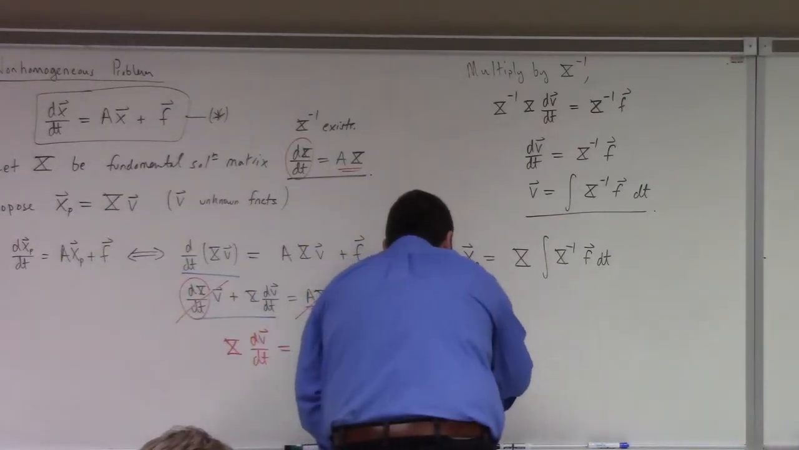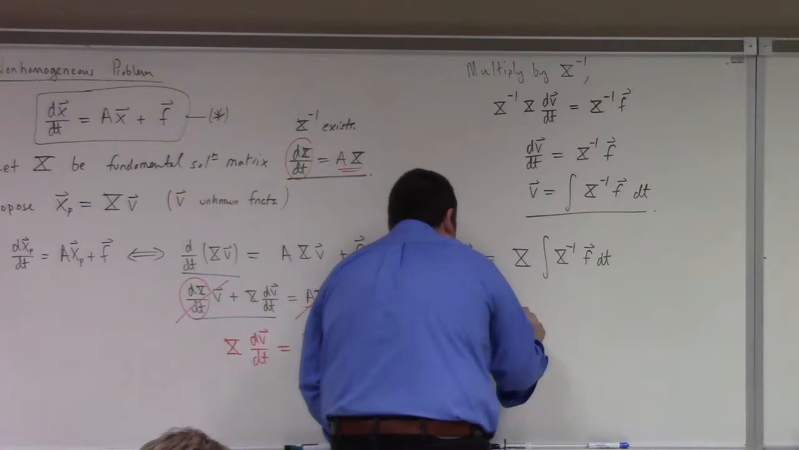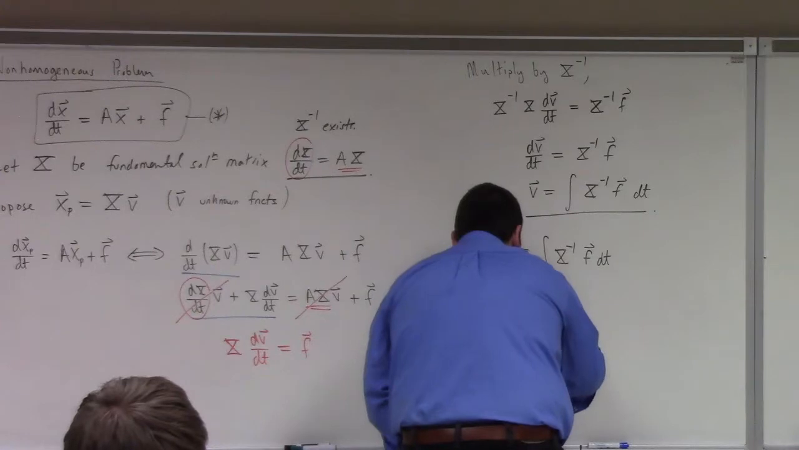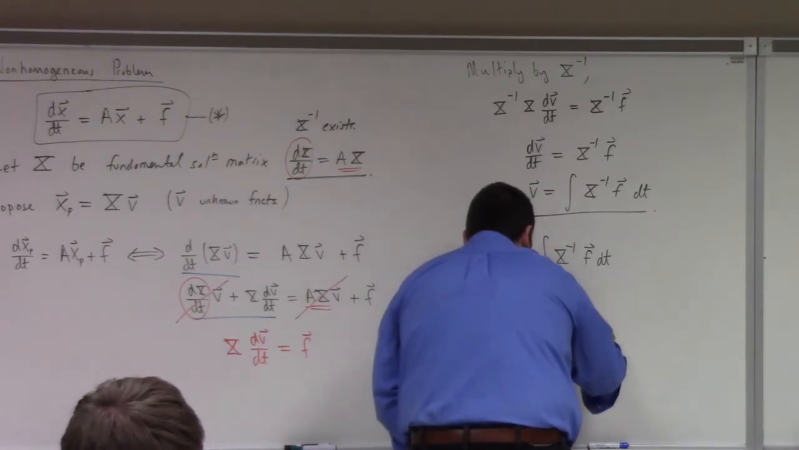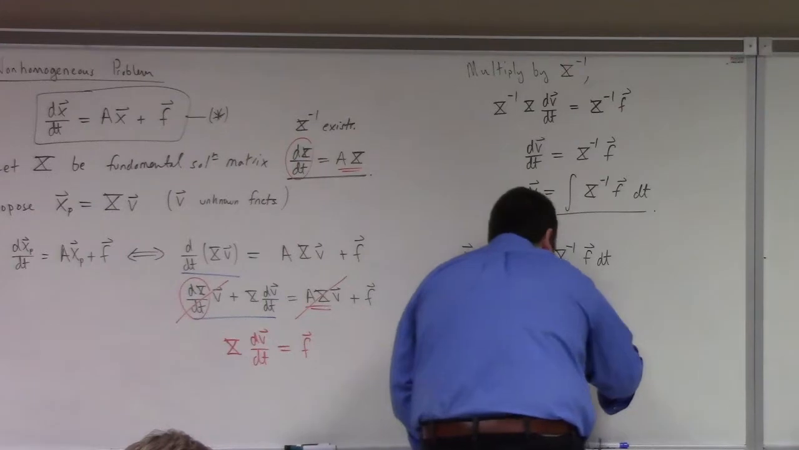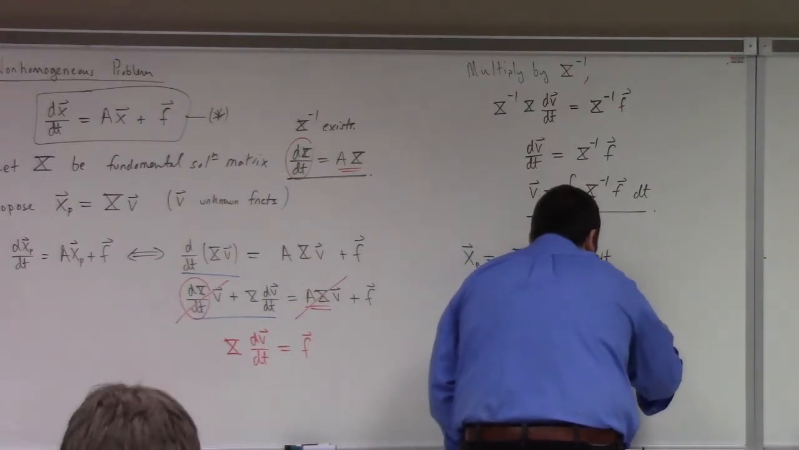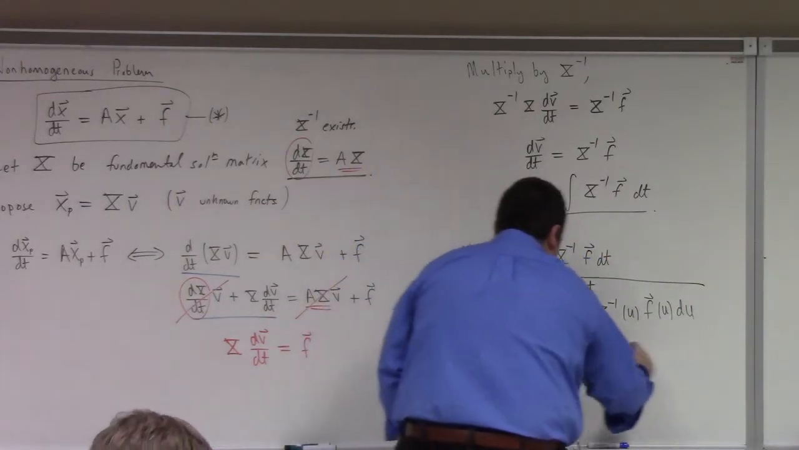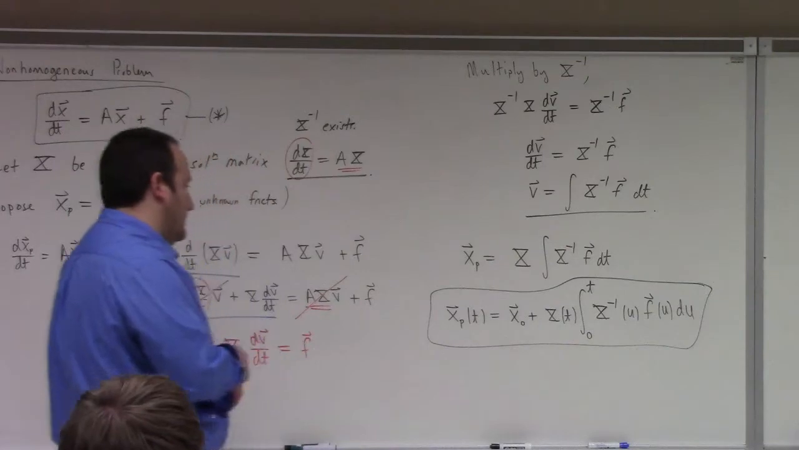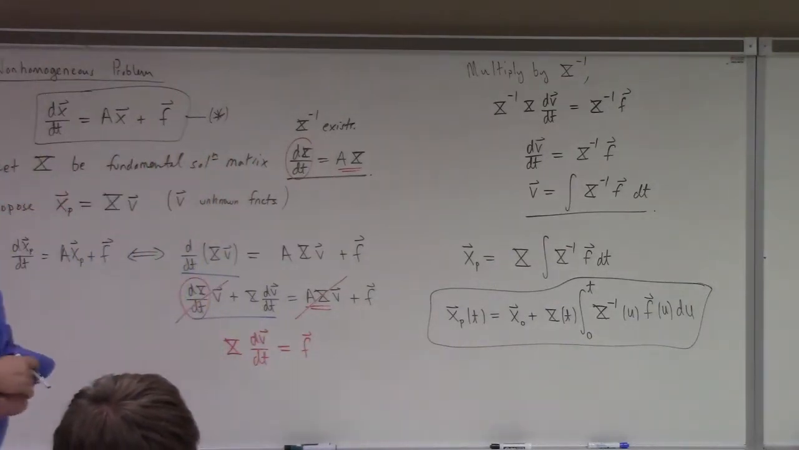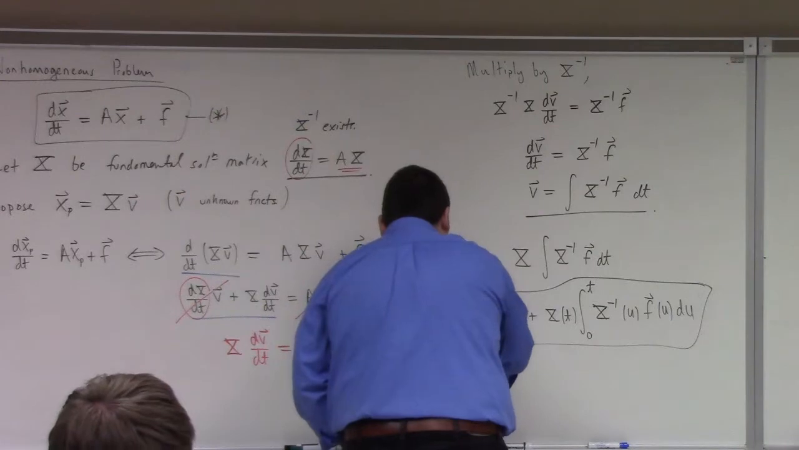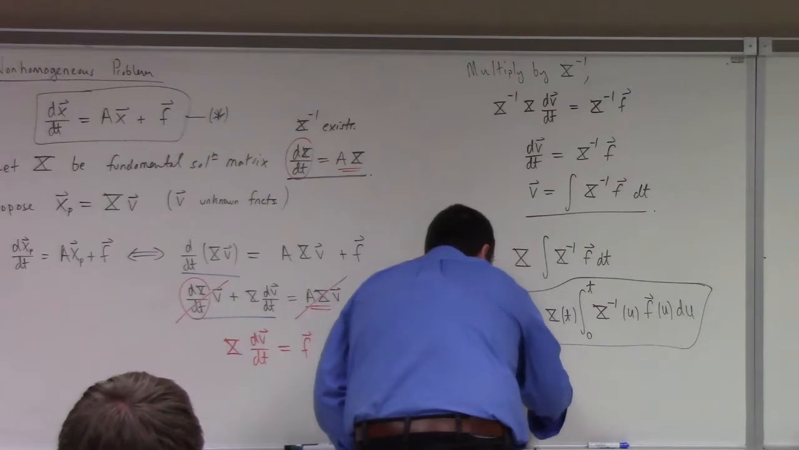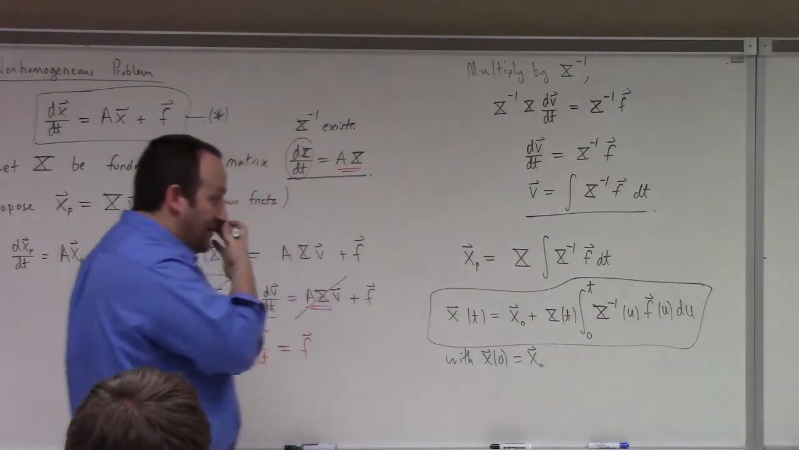I could say x_p of t is equal to your initial condition, x naught, plus X of t times the integral from 0 to t of X inverse of u, f vector of u du. There would be a solution which builds in the appropriate initial condition. This actually wouldn't be x_p, this would be the general solution with x of 0 equal to x naught. This is a solution to the initial value problem.